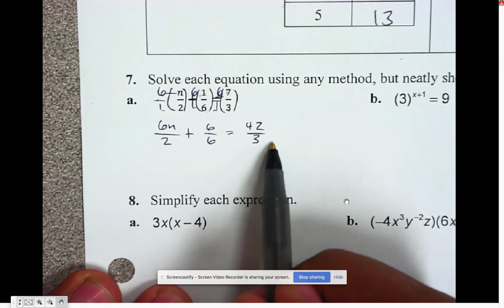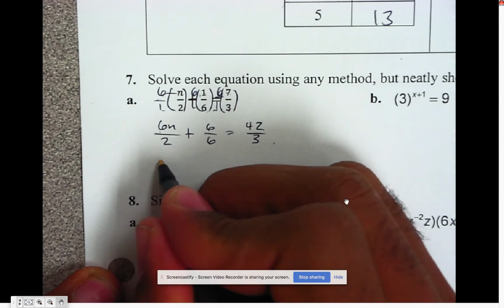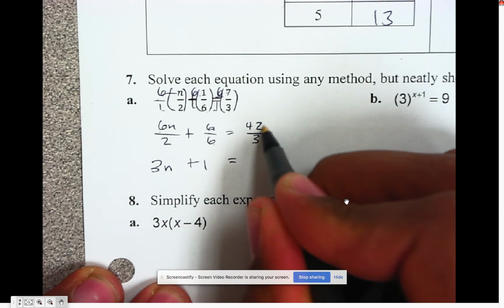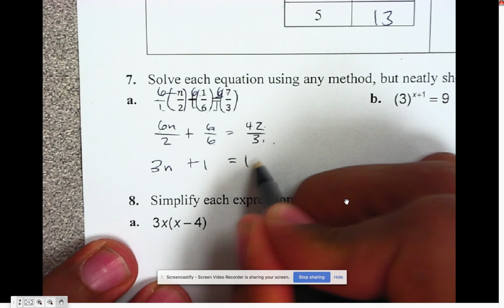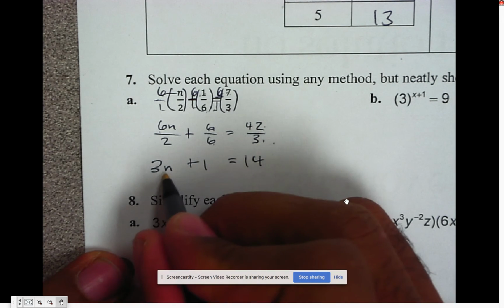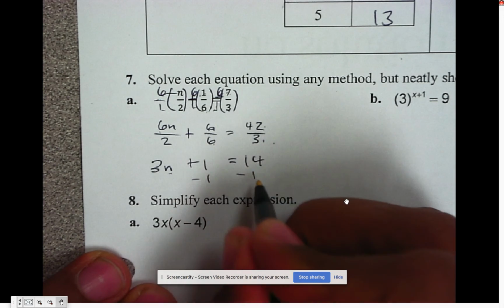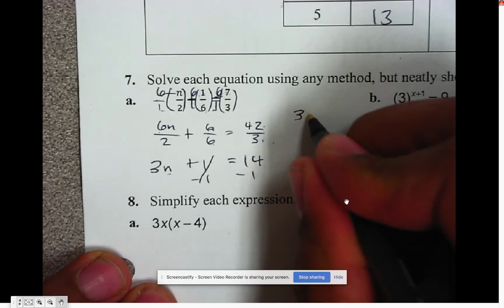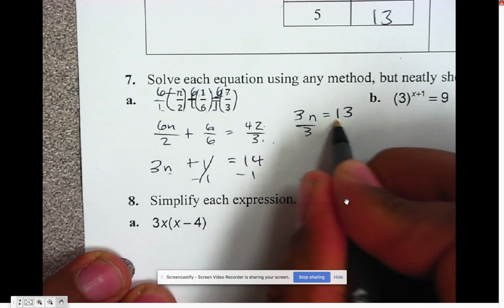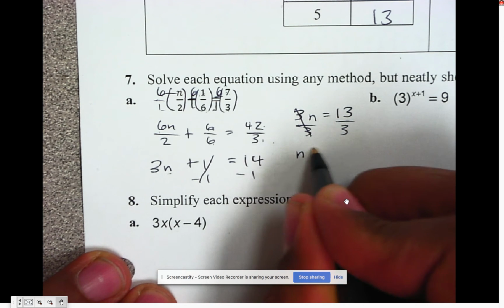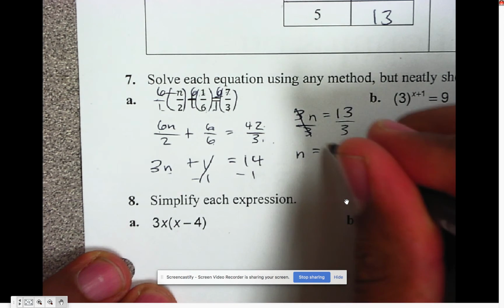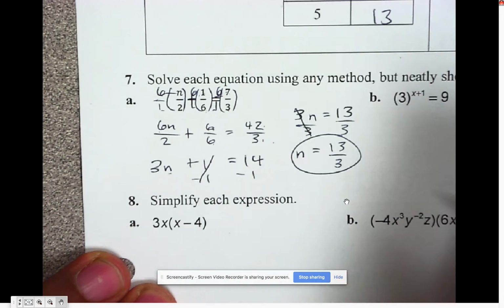So now what I'm going to do is just divide all these. Okay, so now 6 divided by 2, that's 3, and it turns into 3n. 6 over 6, that's just 1. And then 42 divided by 3 is 14. And if you don't know what that is, just do it in the calculator. So now I'm going to solve the equation. I want the n by itself, so I'm going to subtract 1. Okay, so now I get 3n equals 13. And then the last step, divide by 3. That becomes a 1. And now I want to see if I can reduce that, but 13 is a prime number. I can't divide anything into 13, so the answer is just 13 over 3.